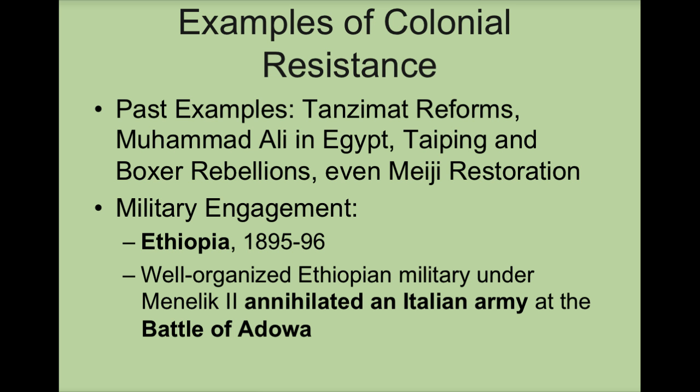This is a huge victory for Ethiopians. They will obviously celebrate it for years to come. And it is a humiliating defeat for the Italians. It is a defeat that they will not get over. When it comes time for World War I, and the Italians go to the dark side, just kidding, they are going to try to go back and capture Ethiopia in the World Wars because they have not gotten over losing to them. So, beside Ethiopia with this military engagement, I want you to write another instance as well.